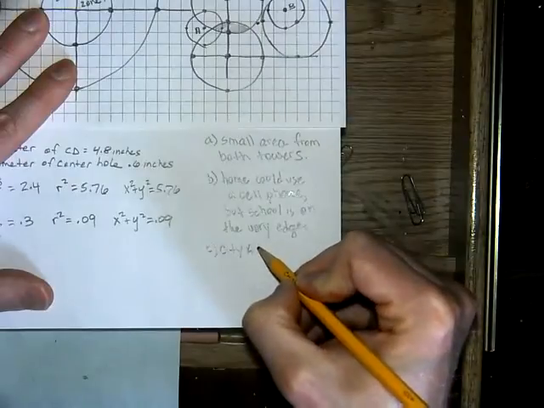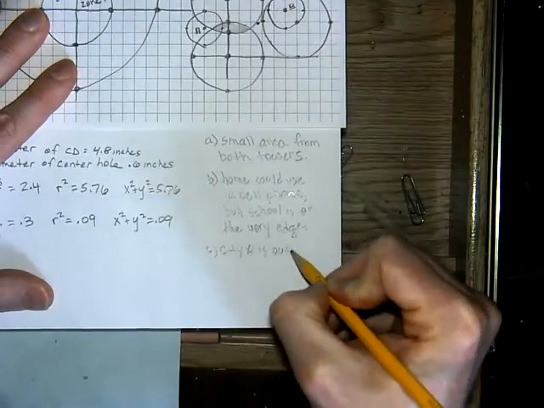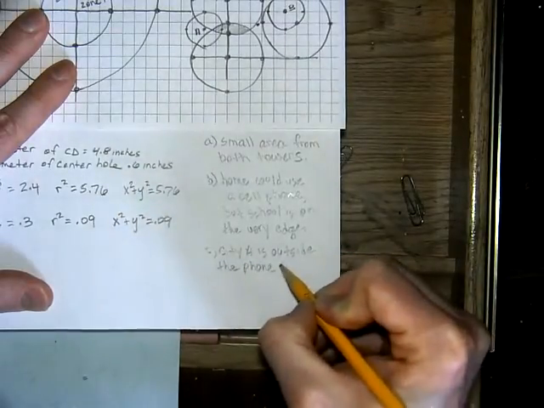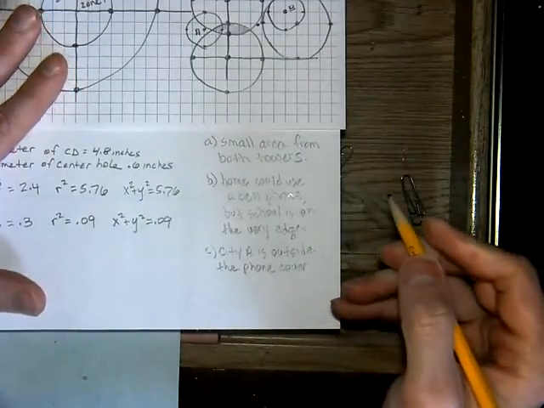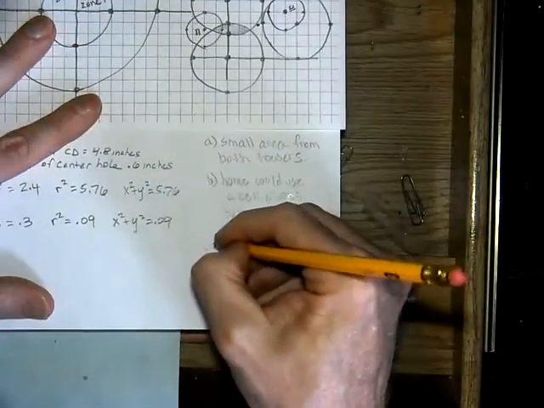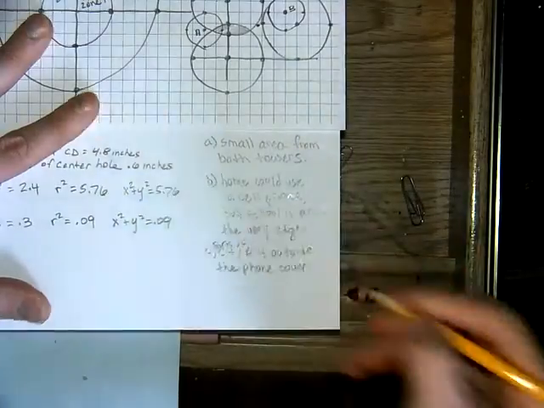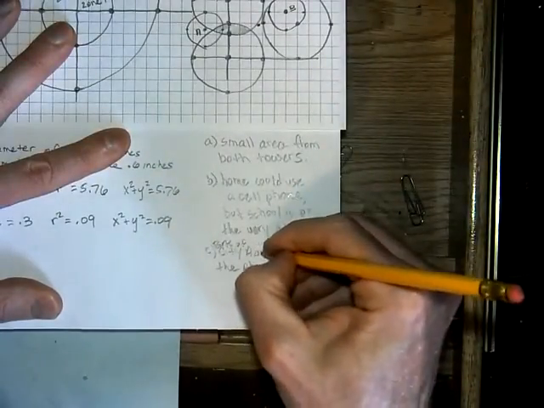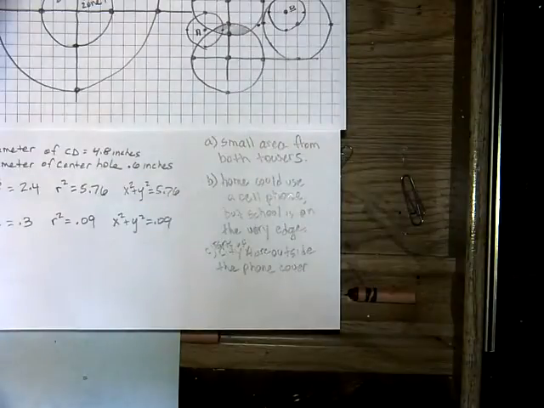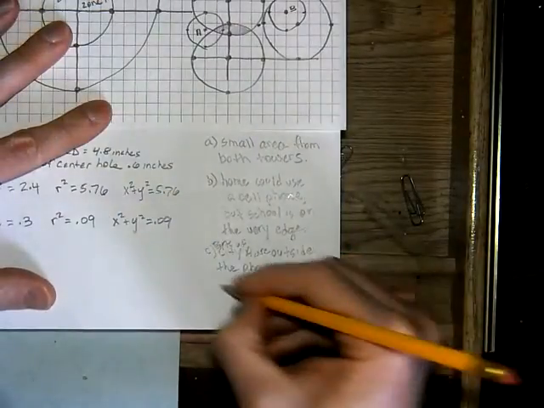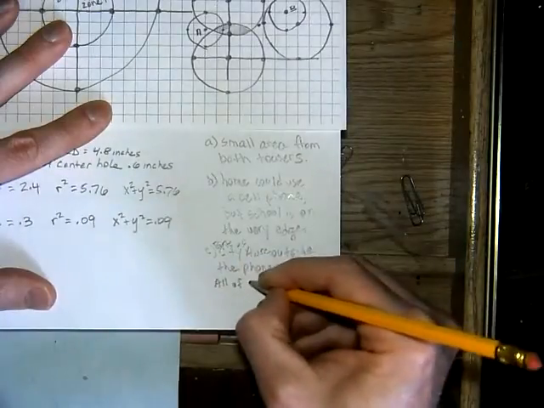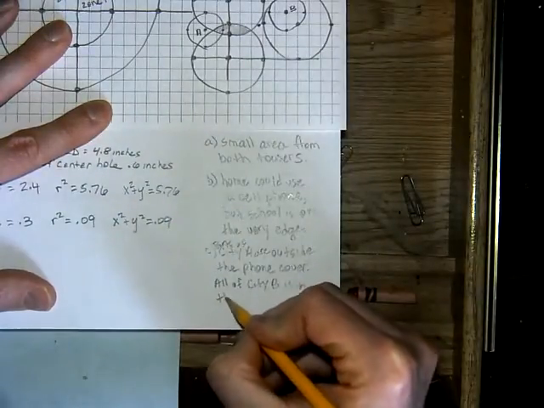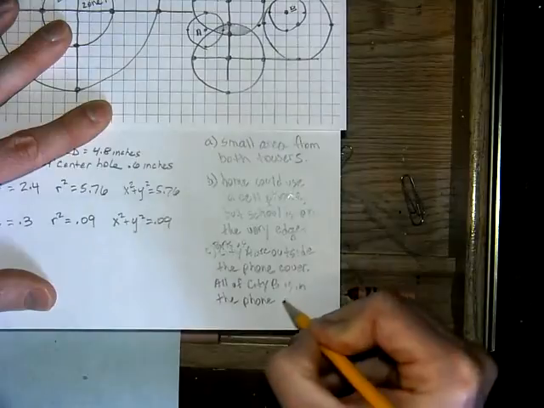Parts of city A are outside the cell phone coverage. All of city B is in the phone coverage.